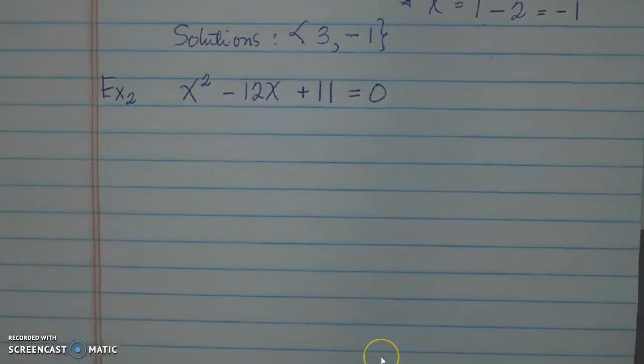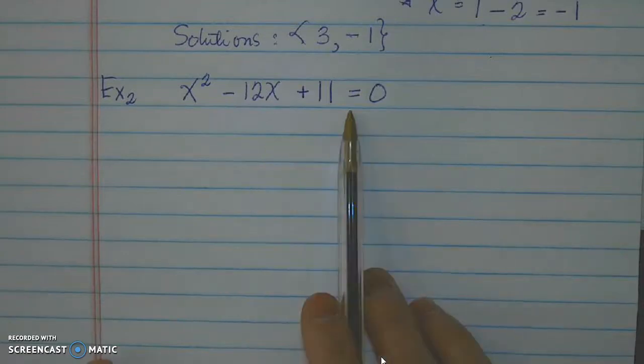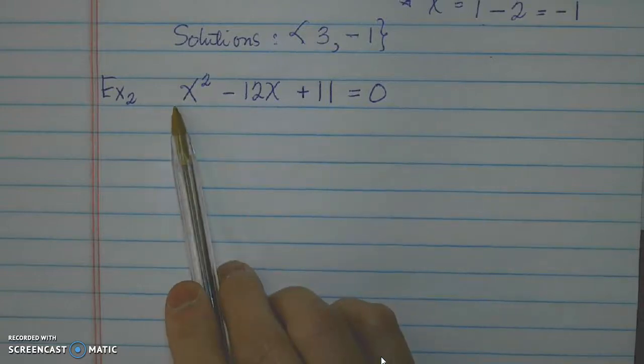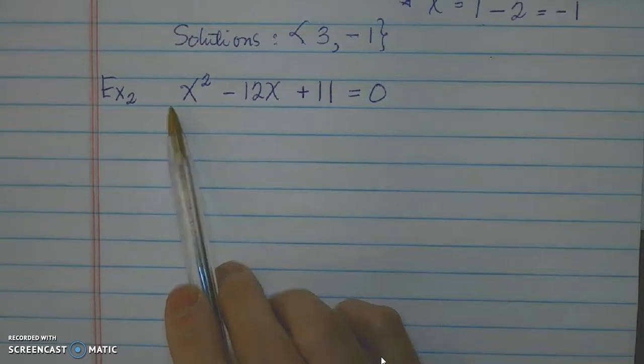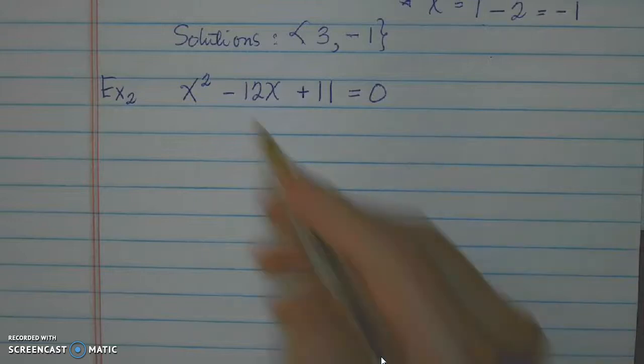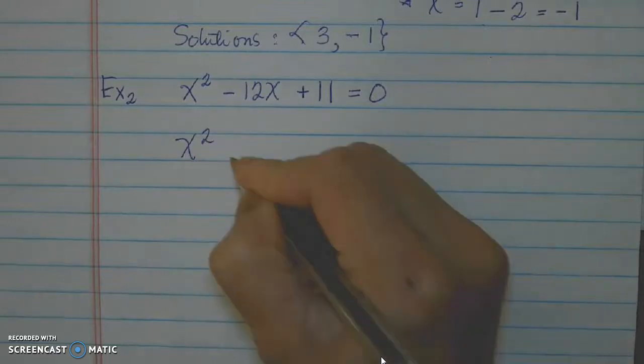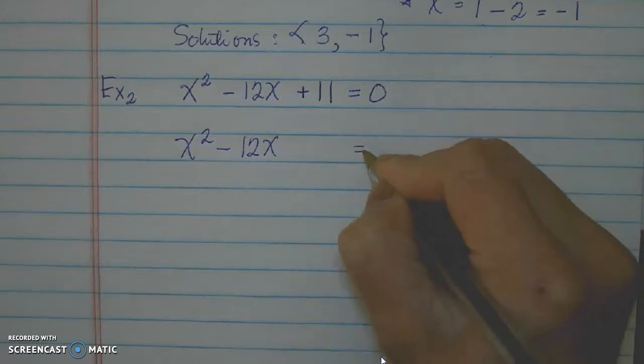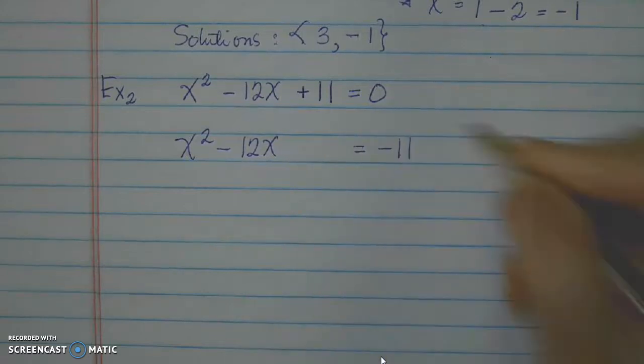Okay, our example number 2. X squared minus 12x plus 11. Again, step 1 is to ensure that the coefficient of x squared is a positive 1, which it is. So we proceed to step 2. Step 2, we are moving our c to the other side. So this becomes x squared minus 12x, leave a space, equals negative 11.